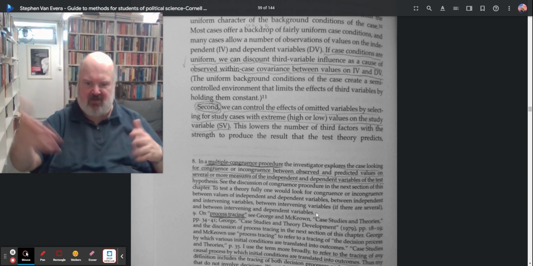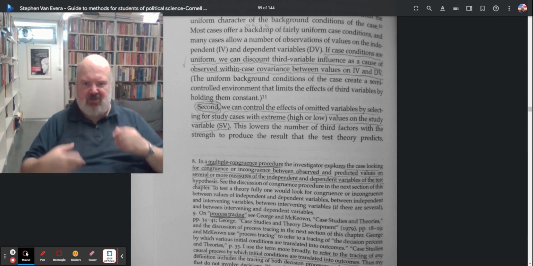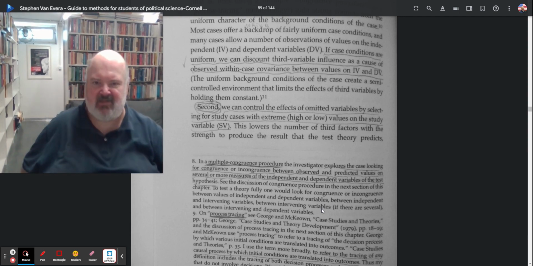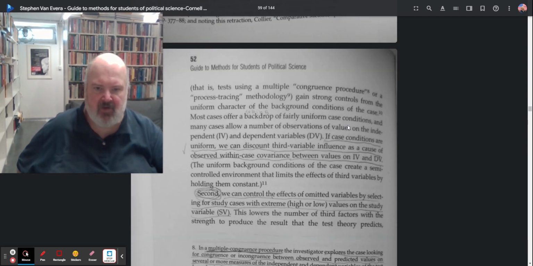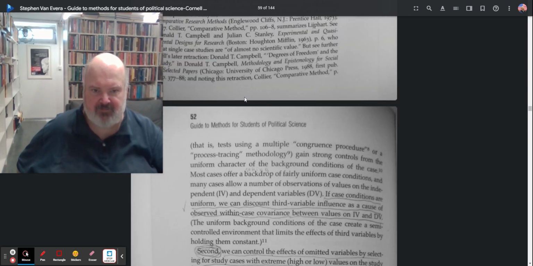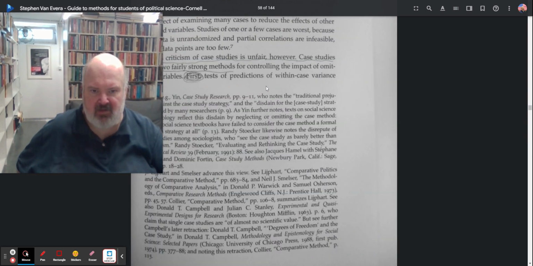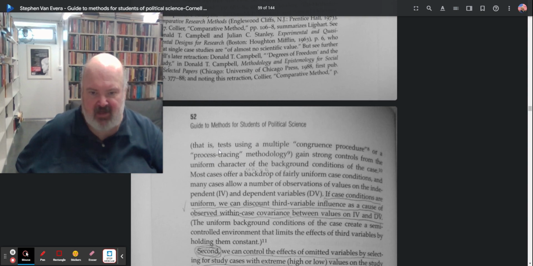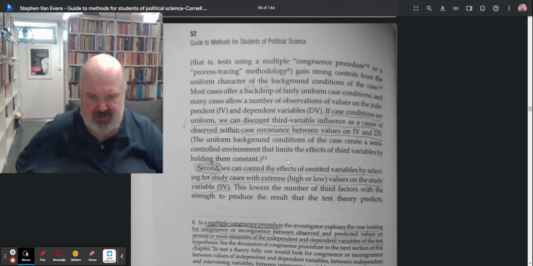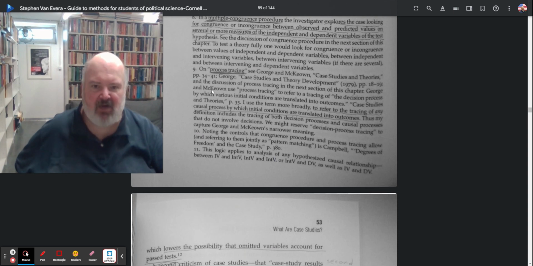This is the congruence, that is, the procedures of congruence. So there are mechanisms of doing this, he said, right? Using this, in other words, the first test is variance. That is, test using multiple congruence procedure or process tracing methodology. 9.9 is process tracing. On process tracing, see George and McCoy, case studies and theories.